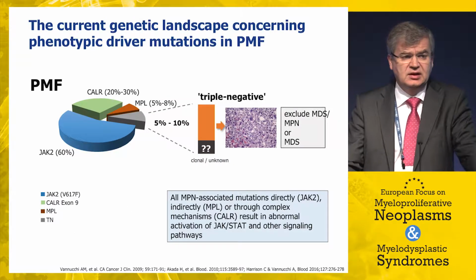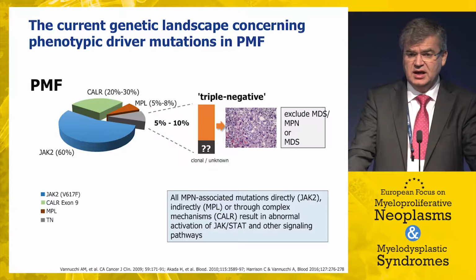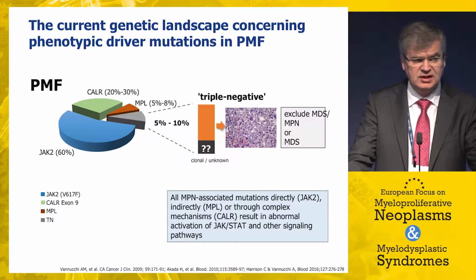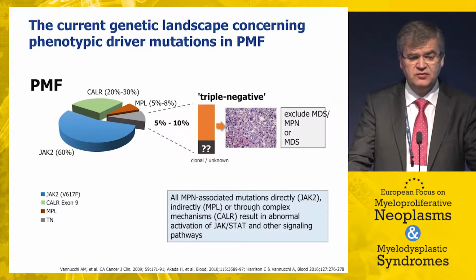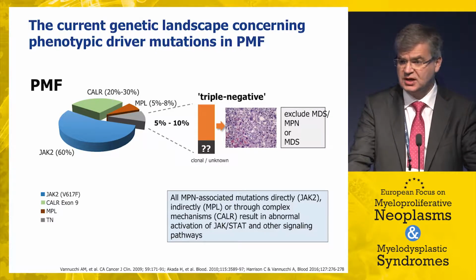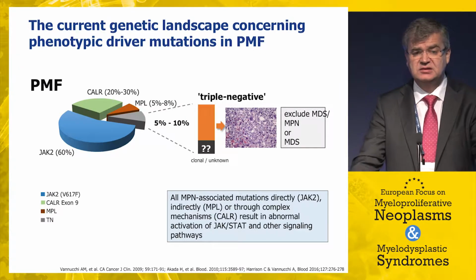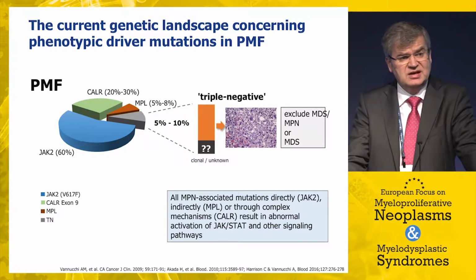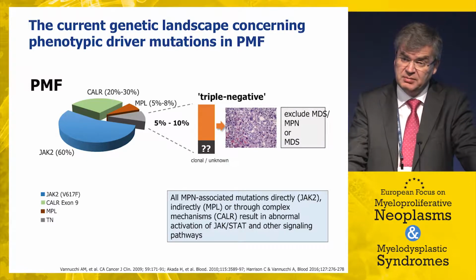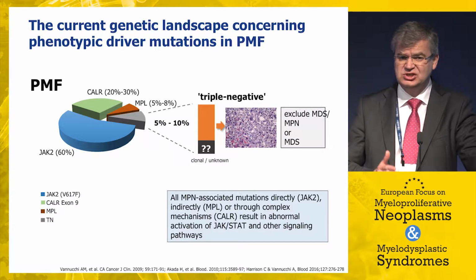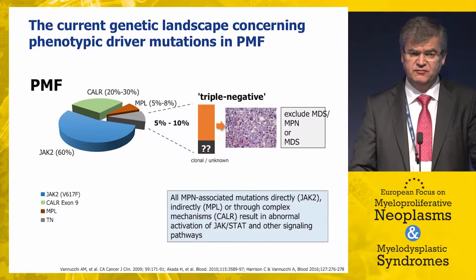So what about molecular data? We have learned a lot about molecular data. I just want to focus on the triple negative cases, because we know that about 5 to 10% of myelofibrosis cases have no phenotypic driver mutation. That means they have no JAK, no calreticulin, or no MPL mutation. And keep in mind that these triple negative cases might be mixed up with cases of MDS-MPN overlap, and also with cases of myelodysplasia and myelofibrosis. So it's very important to be sure that you don't mix up these cases with a totally different disease, which also has a totally different risk of progression.